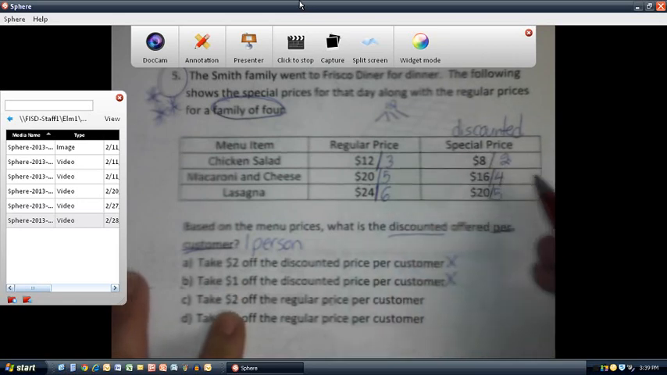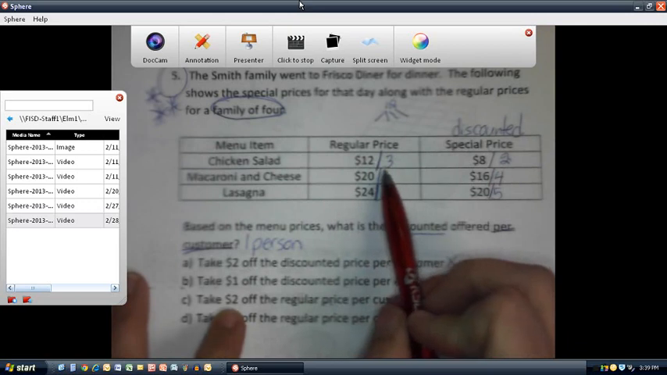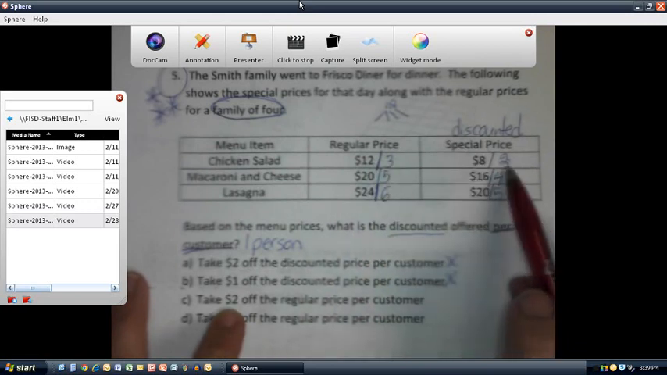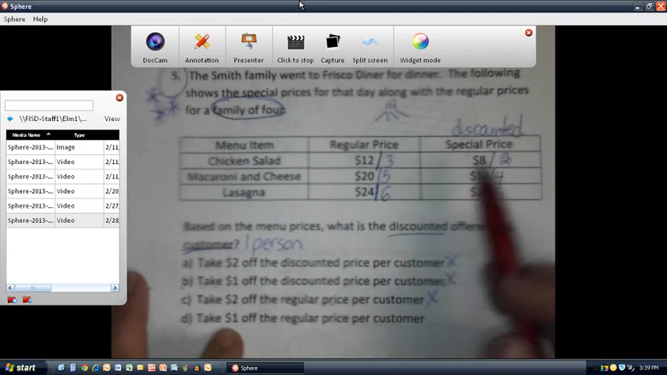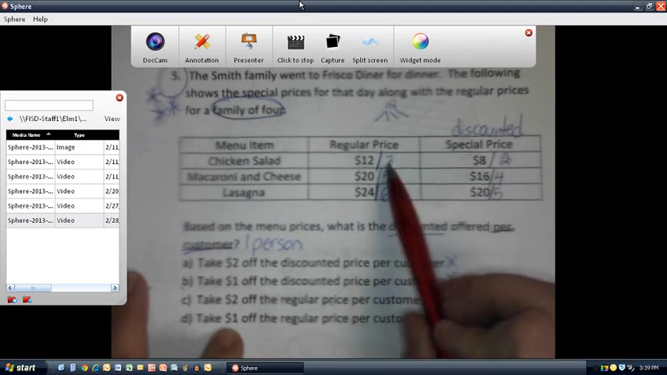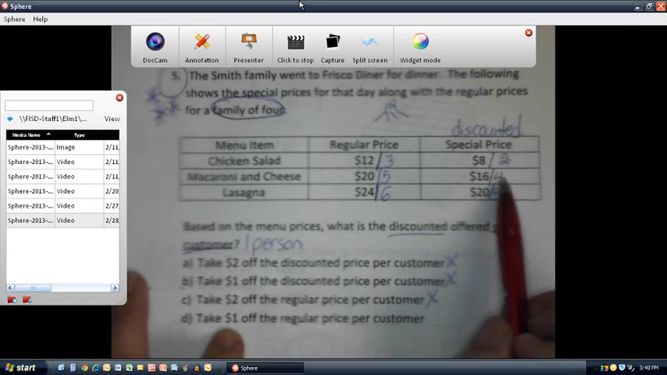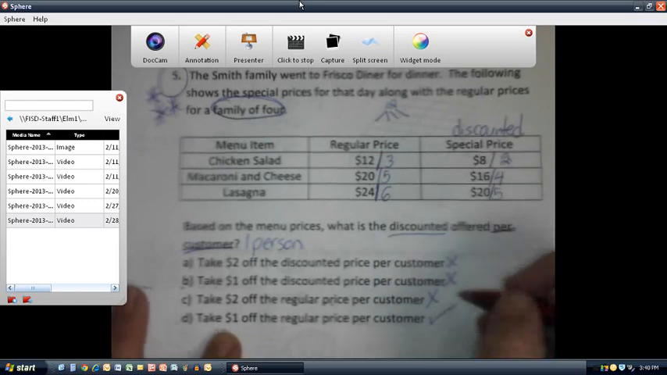Take $2 off the regular price. 3 minus 2 would be 1, and that's not it. Take $1 off the regular price per customer. 3 minus 1 is 2, 5 minus 1 is 4, 6 minus 1 is 5. And that one is the correct answer.